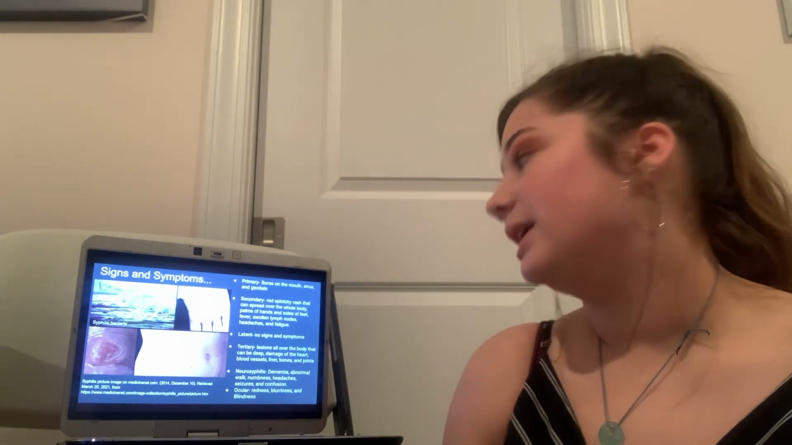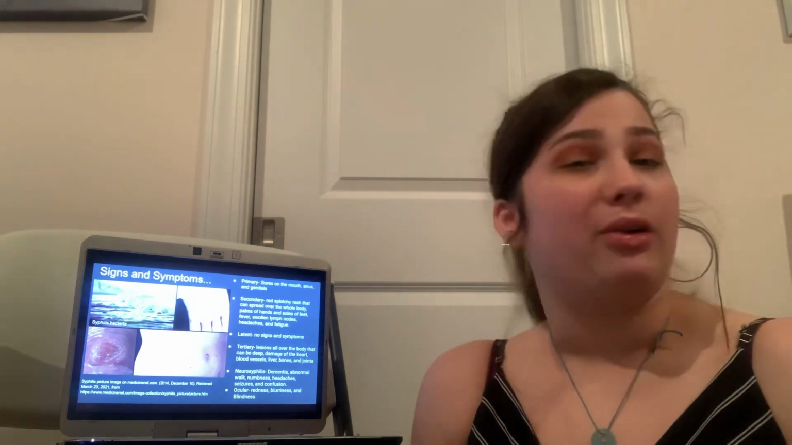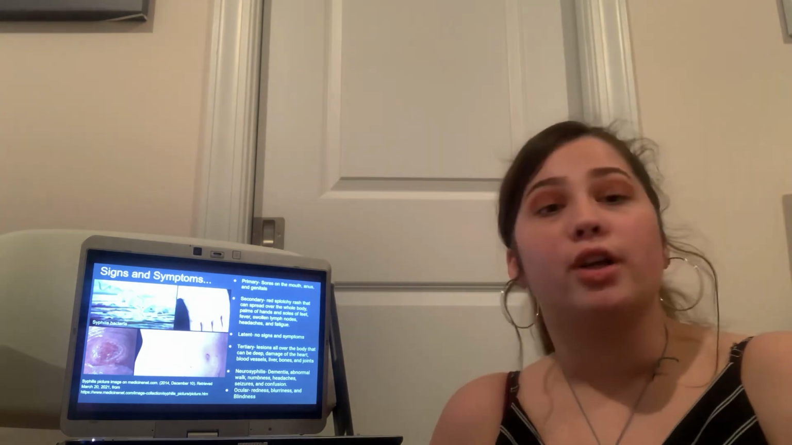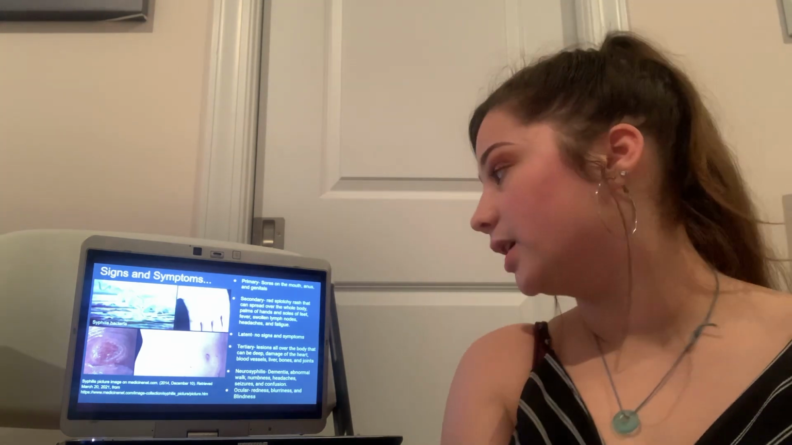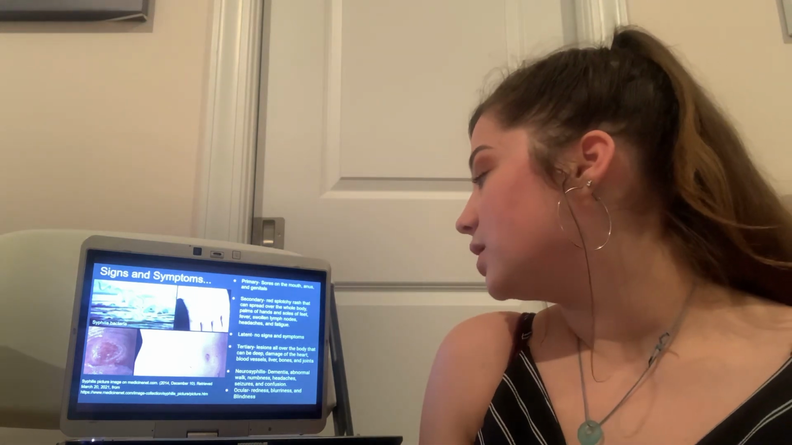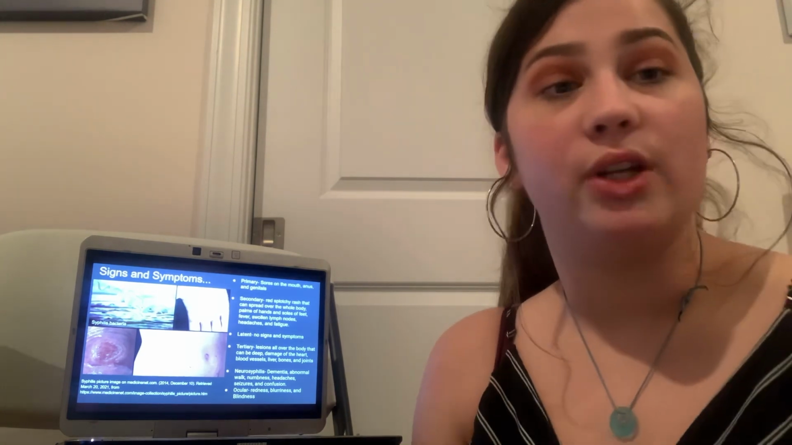The latent stage would be no signs or symptoms, and the tertiary stage will be lesions all over the body that are really deep and can damage all the internal and external organs. It can lead to damage of the heart, blood vessels, liver, bones, and joints. And neurosyphilis can lead to dementia. These are all the symptoms and signs: dementia, abnormal walking, numbness, headaches, seizures, dizziness, confusion. The ocular would be redness, blindness, and blurry vision.